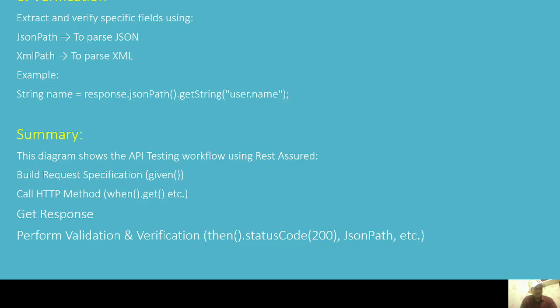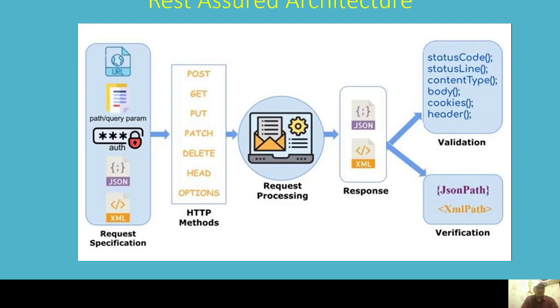In summary, this diagram shows the API testing workflow using REST Assured. Build a request specification using, let's say, given. Call the HTTP method using when().get, etc. Get the response, perform validation and verification, that is then().statusCode(200), JsonPath, etc. So that's it about REST Assured architecture.